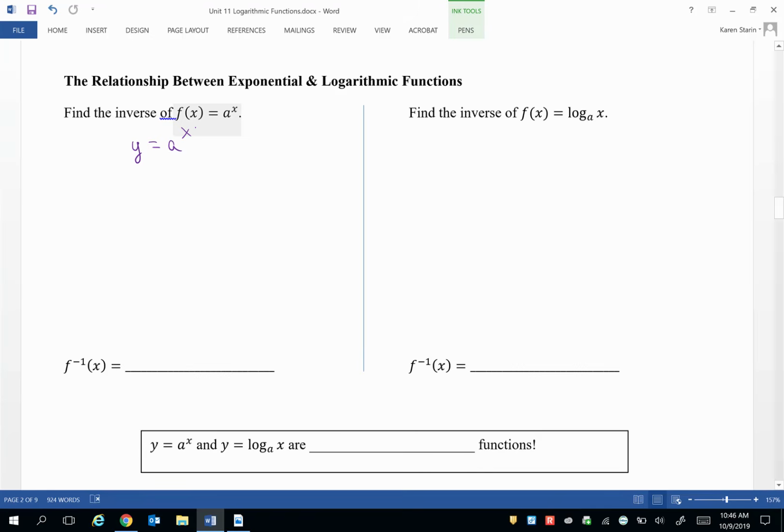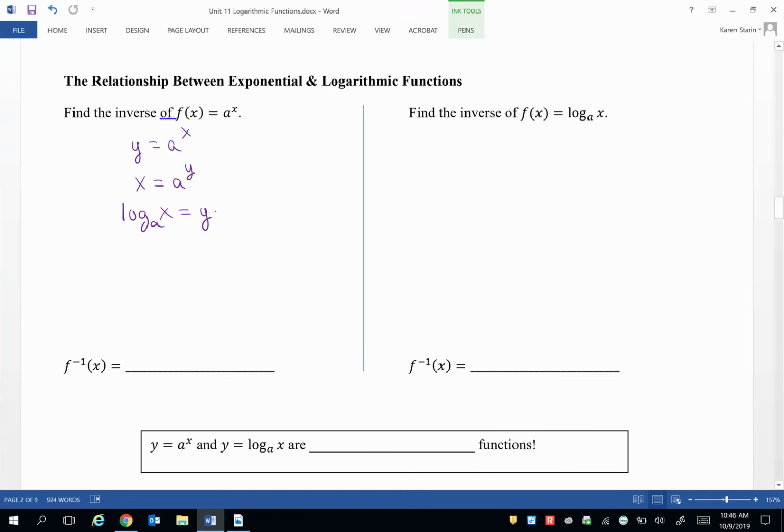Next step in finding the inverse is to interchange the x and y. So we're going to interchange x and y and say x equals a to the y. Now let's write this as a logarithm. So the base is a, so let's write log base a of the argument, which is x, equals the exponent, which is y.